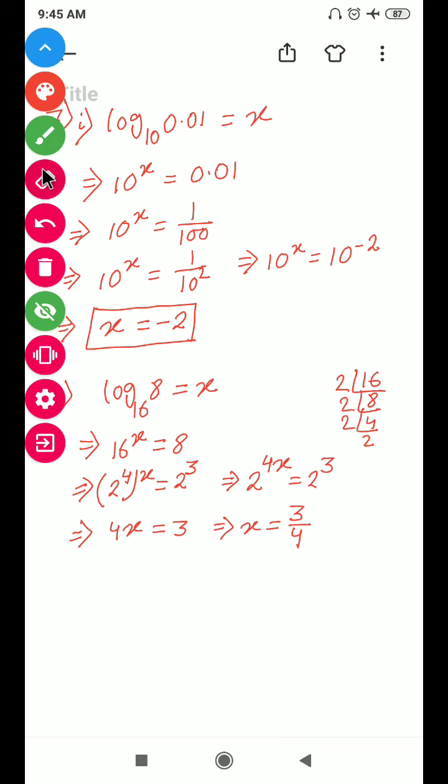In this way you can solve the rest of the problems in question number 7. Now look at question number 9. And question number 9 is given here, given log x base 2 is equal to m, and log y base 5 is equal to n.